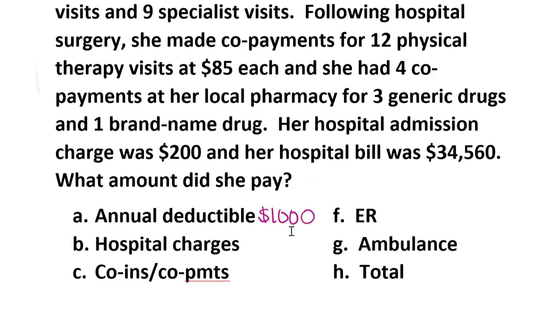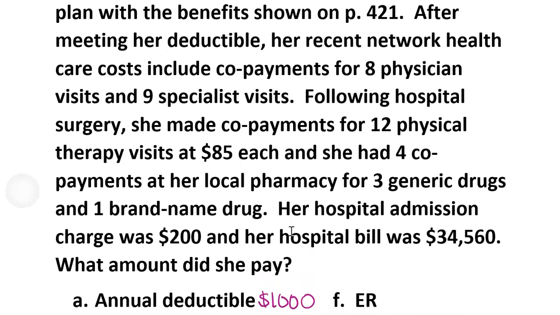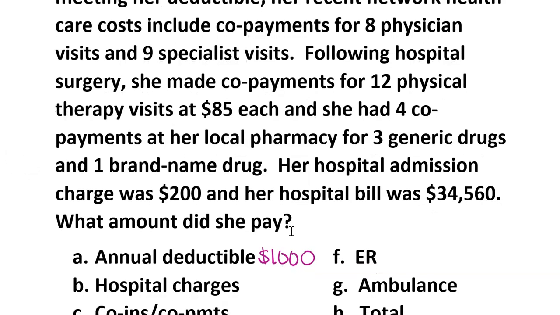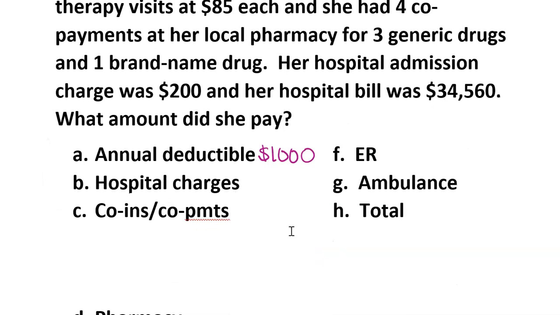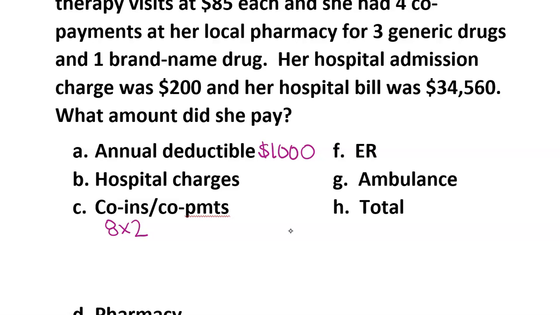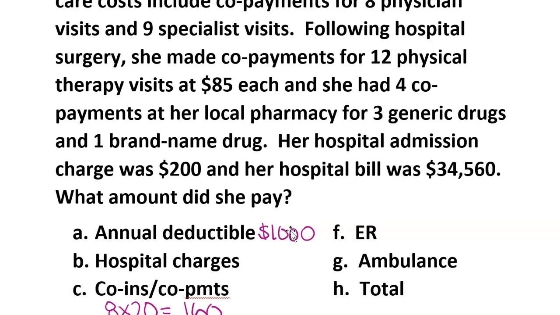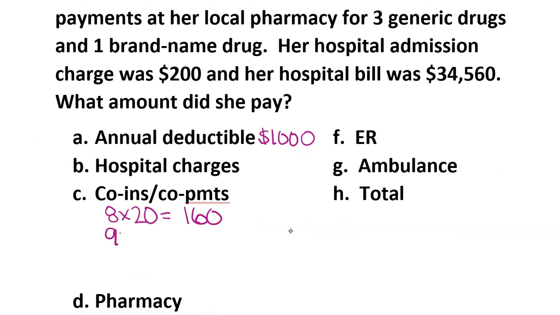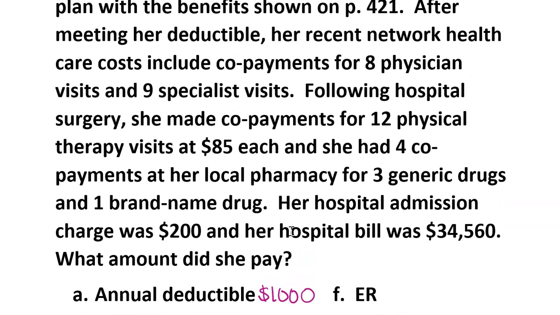So for the co-payments and co-insurance, co-payments, 8 physician visits. So let's look at co-insurance / co-payment. So look at that section. It's the third section down. For every physician visit, this person has to pay $20. Okay, so physician visits were 8. So for that one, we have 8 times 20. So we have 160 so far. And then it also said she had 9 specialist visits, which are $30 a piece. So 9 times 30, which is 270.